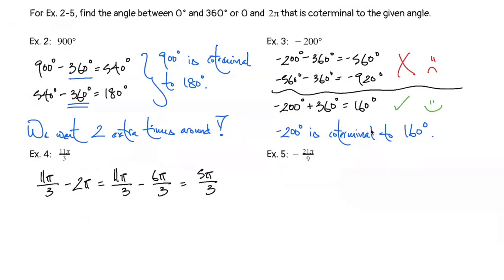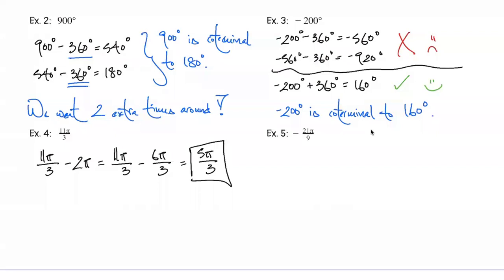Are we done? Do we need to subtract again? Yeah, we're done. How do we know we're done? I would agree, because 5/3 is 1.6 kind of, and that's less than 2. So we should be good, below 2 pi.